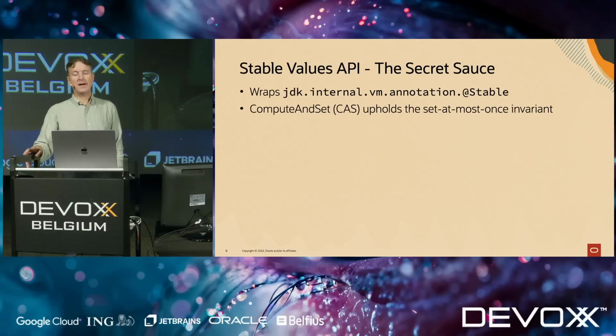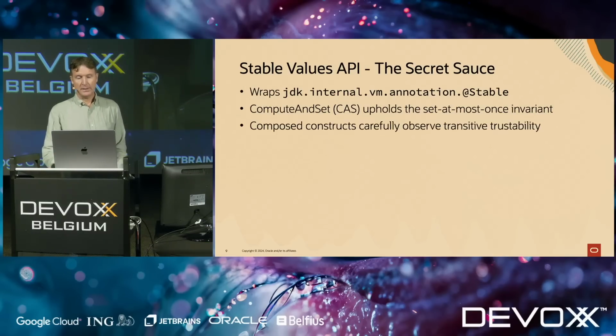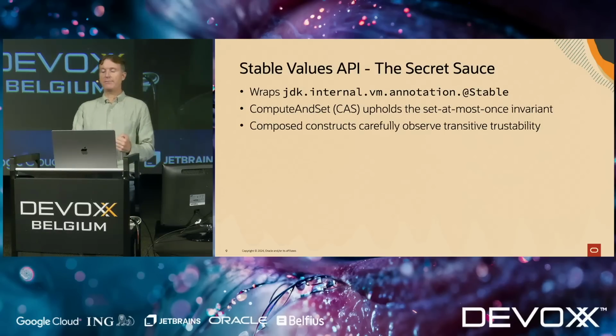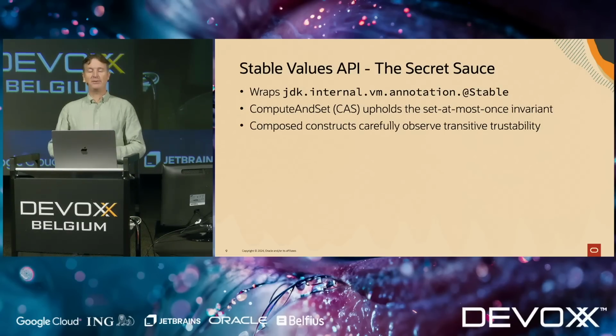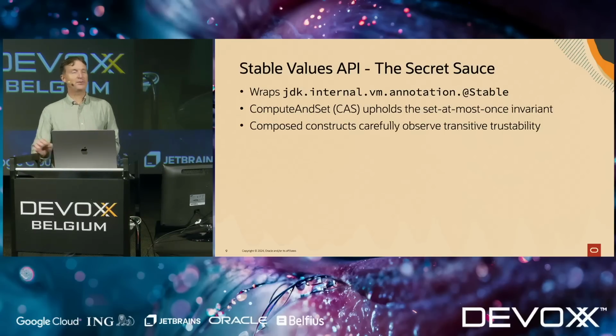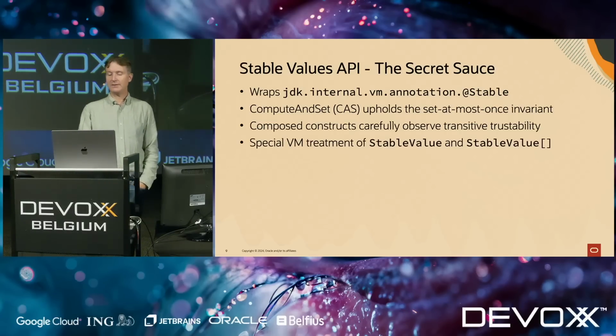And we are ensuring the invariant that we only update the value at most once using compute and set. So this means that the thread that succeeds with the compute and set operation wins. We also are very careful to have this kind of transitive trust. So we have something that has a stable value. Everything that we declare must be in a chain of trustworthiness. So if it's a stable value, it can refer to another stable value, but it can't refer to a mutable field, for example, because then the trustability is violated.